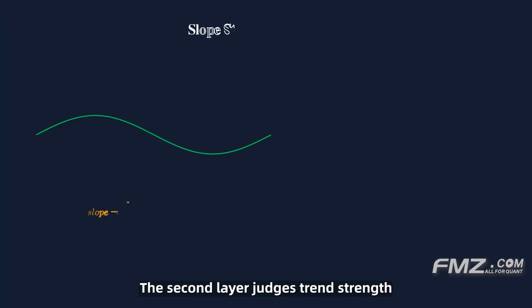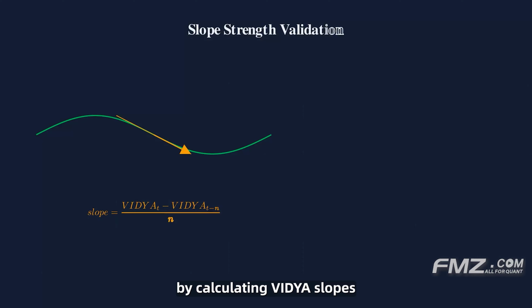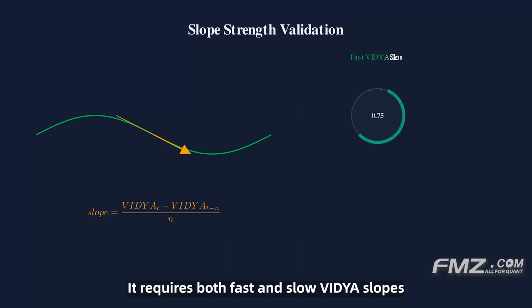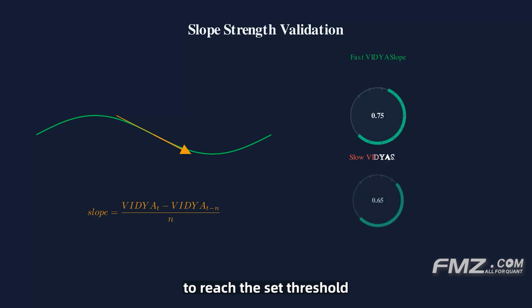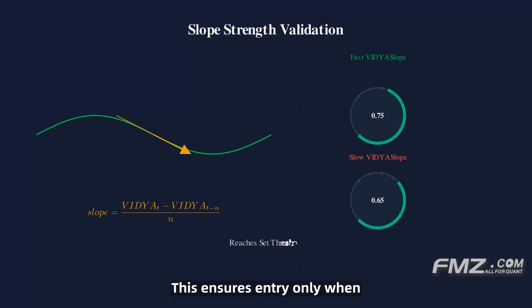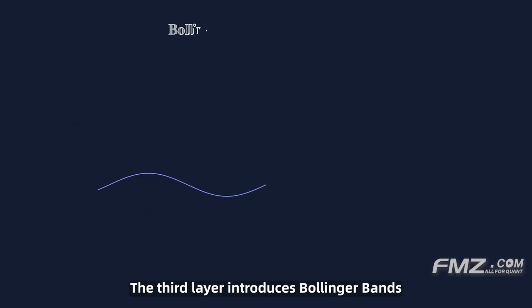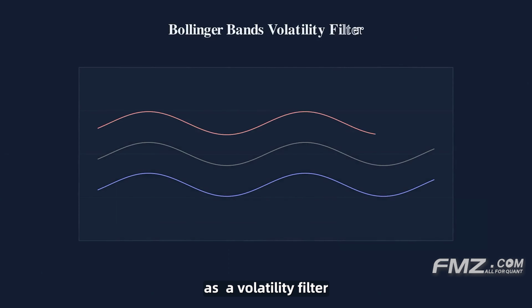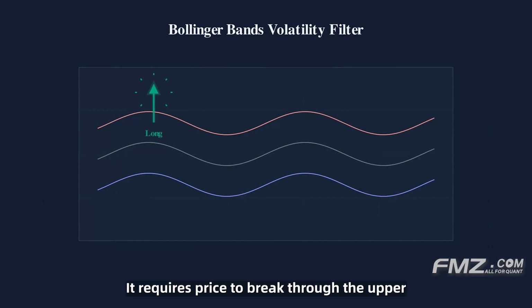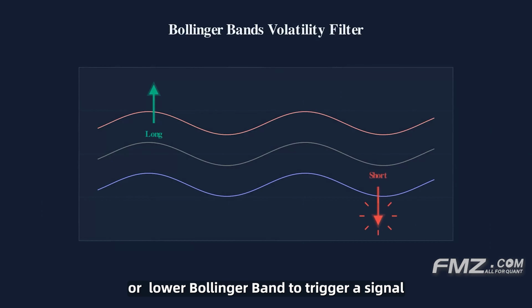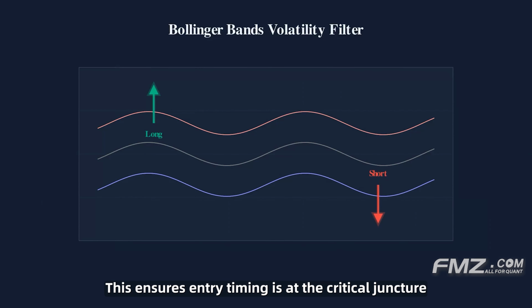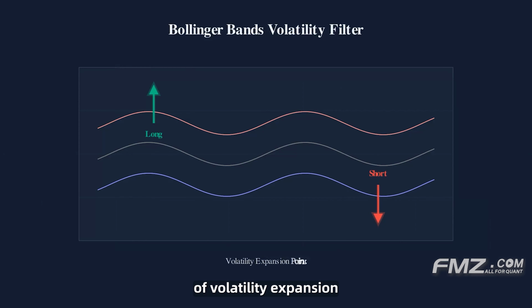The second layer judges trend strength by calculating VIDYA slopes. It requires both fast and slow VIDYA slopes to reach the set threshold and be in the same direction. This ensures entry only when the trend is strong enough. The third layer introduces Bollinger Bands as a volatility filter. It requires price to break through the upper or lower Bollinger Band to trigger a signal. This ensures entry timing is at the critical juncture of volatility expansion.